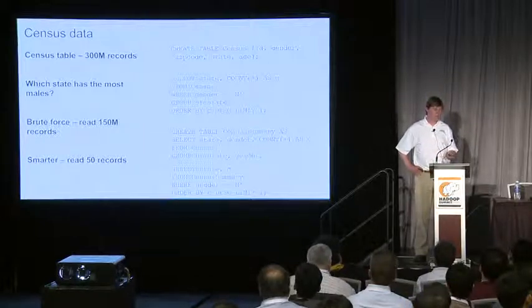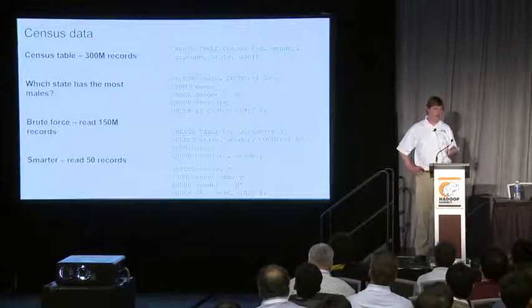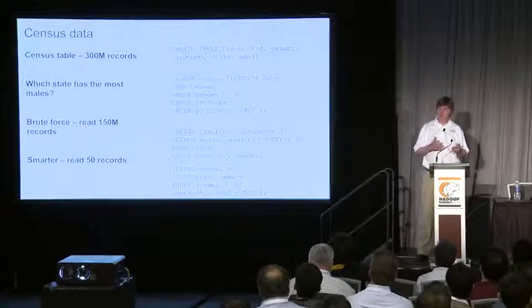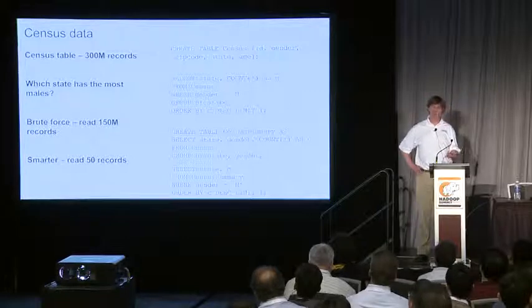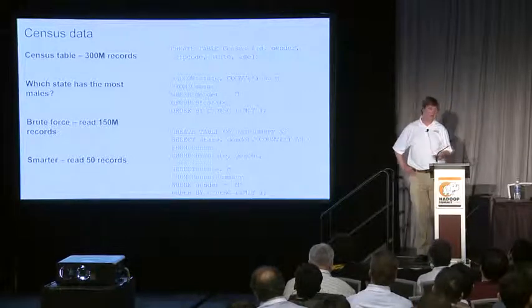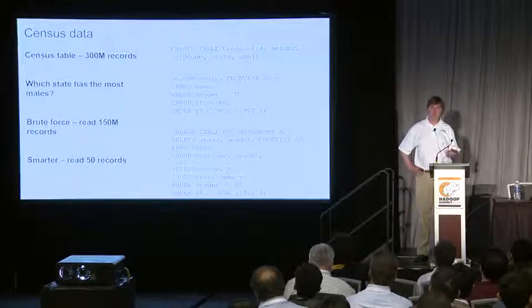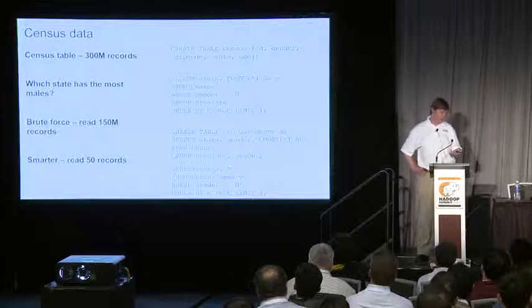So it's smarter to create a census summary table that has 1 record per state and gender. That's 100 records total. And you can answer that query, which is drawing on 300 million records, by reading 50 records. And that table uses a minuscule amount of memory. It makes an awful lot of sense. And the census data doesn't change. It only changes every 10 years. So it makes a lot of sense to keep that in memory.